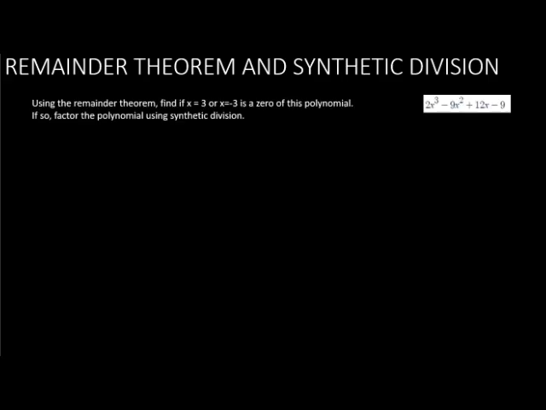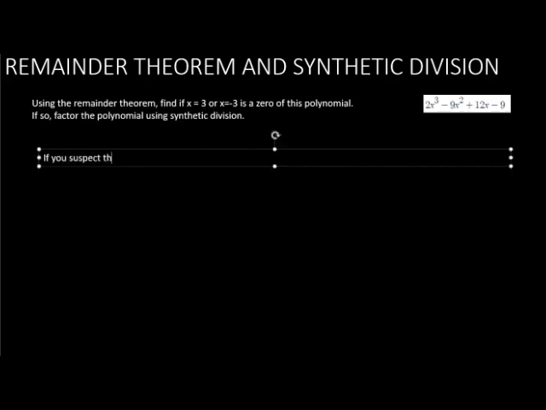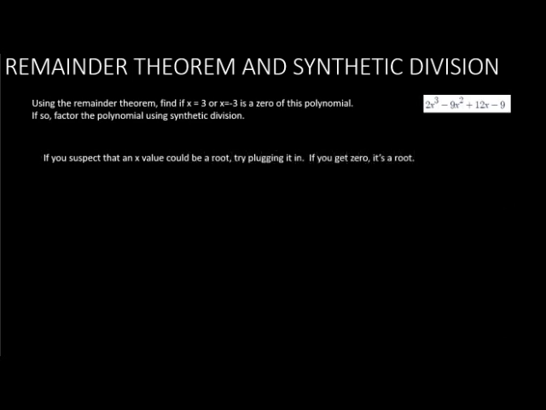The remainder theorem says that if we have an x that we suspect could be a root or a zero of the polynomial, we can simply plug it into the polynomial and see if we get an answer of 0. Let's try this with our polynomial. In all the positions where we see x, we will replace that x with a number.